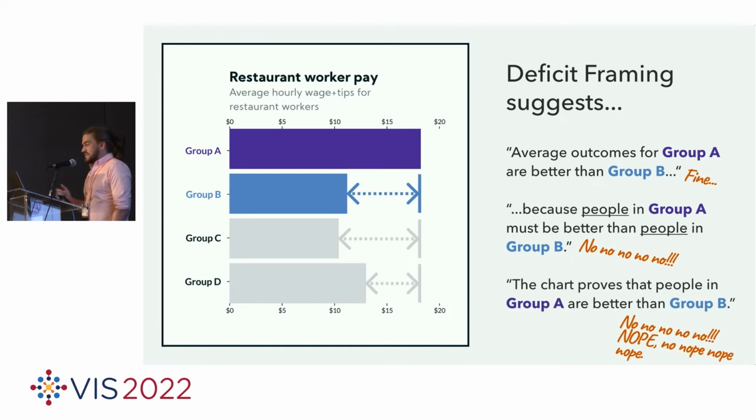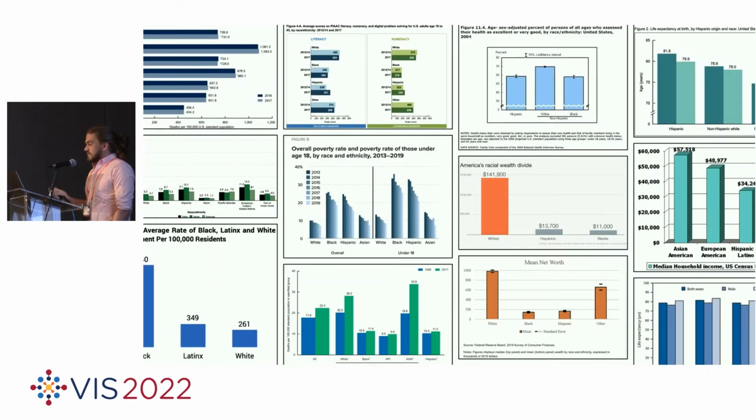And then the real damage is that if you believe that these outcome differences are caused by differences in personal characteristics, then you implicitly believe in a harmful stereotype about the people in Group B. And that's obviously a problem. And so even though charts like these only show differences in outcomes, they can be misread as evidence for intrinsic differences between groups of people.